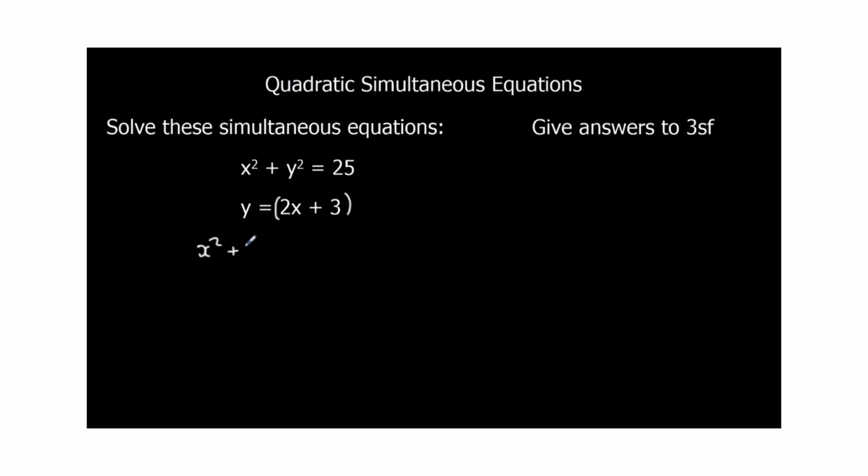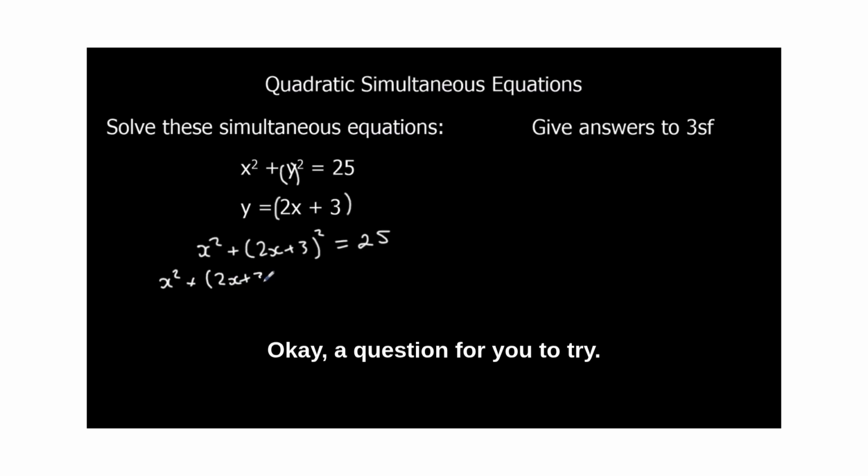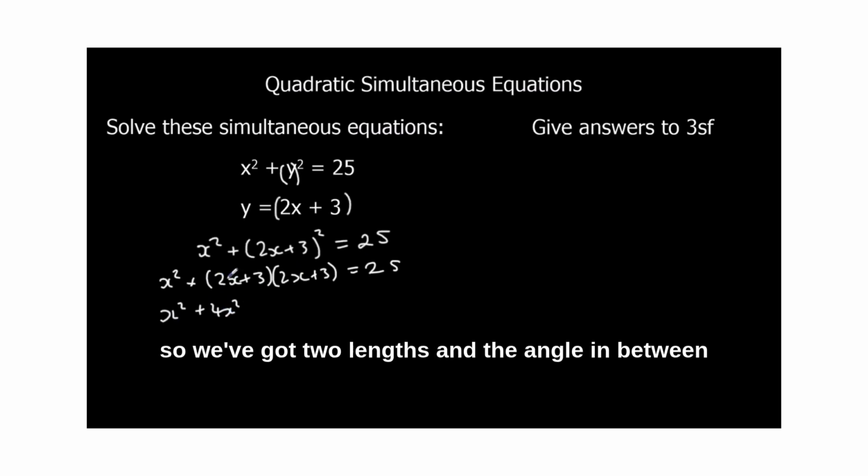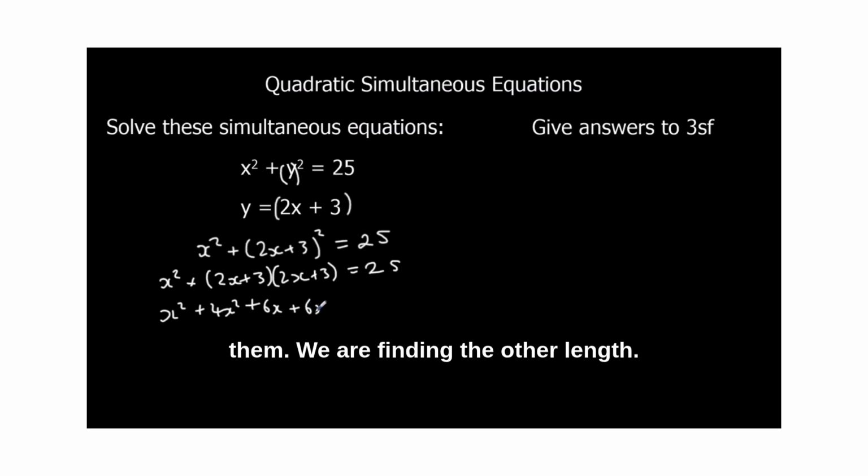So x squared plus, there's the y, 2x plus 3 squared equals 25. I need to expand this bracket, so that's actually a double bracket. 2x plus 3, 2x plus 3. So we're going to expand the bracket. It's going to give us 2x times 2x, which is 4x squared. 2x times 3 is 6x. 3 times 2x is 6x. And 3 3s are 9.